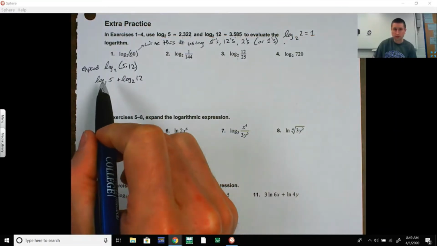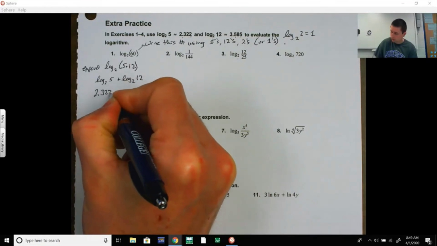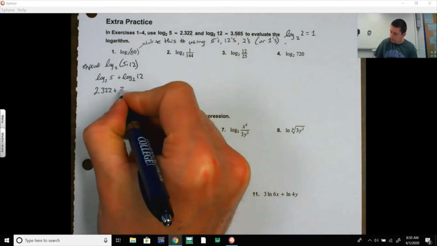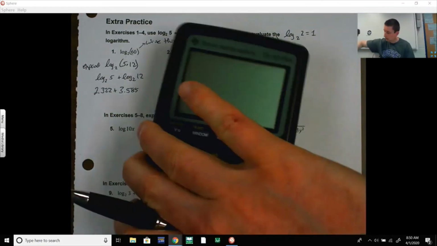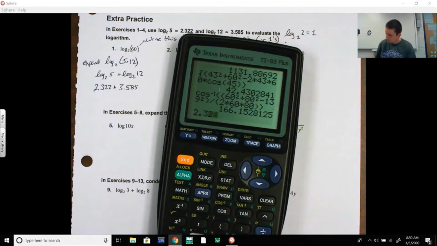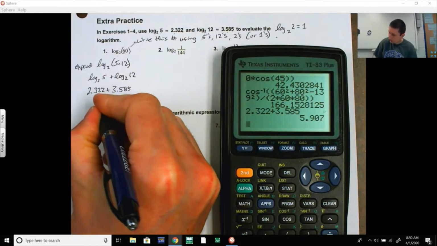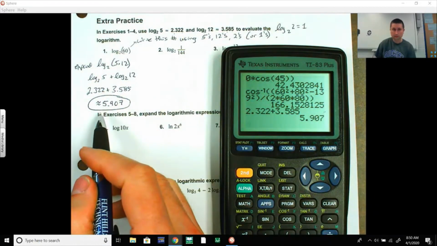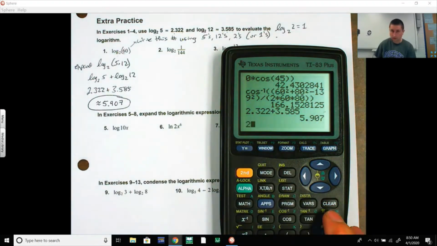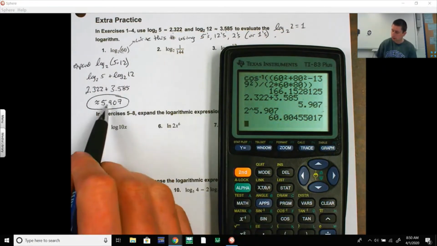Now we know those approximate values. Log base 2 of 5 is about 2.322 plus log base 2 of 12 is 3.585. We add those together. Get your calculator here. 2.322 plus 3.585. And we get 5.907. So it would be approximately 5.907. So 2 to that power should be about 60. So we can check that. 2 raised to the 5.907. That's pretty close. Okay, it's not going to be exact because these are approximations. That's how you check it. 2 to that power should equal that one.